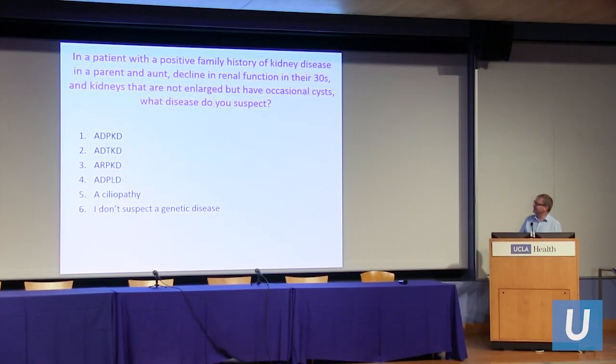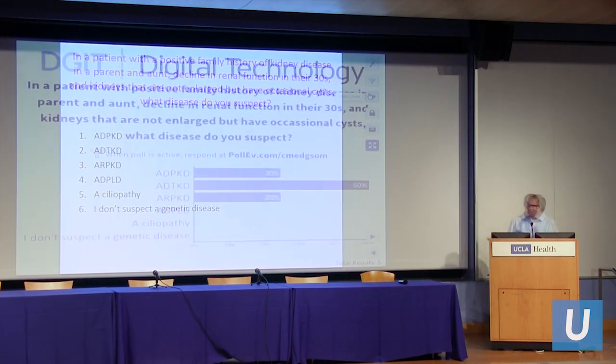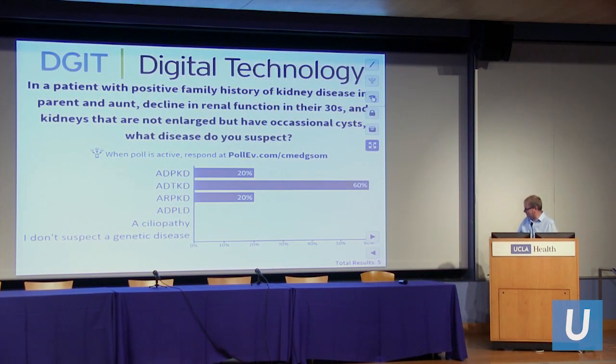And then finally, if we have a patient who has a positive family history of kidney disease, a parent and an aunt, with decline in renal function in their 30s, and their kidneys are not enlarged, but they do have the occasional cyst, what disease would you suspect? I think ADTKD is probably the right answer here. So we have 60% getting the right answer out of a representative population of 5 people.